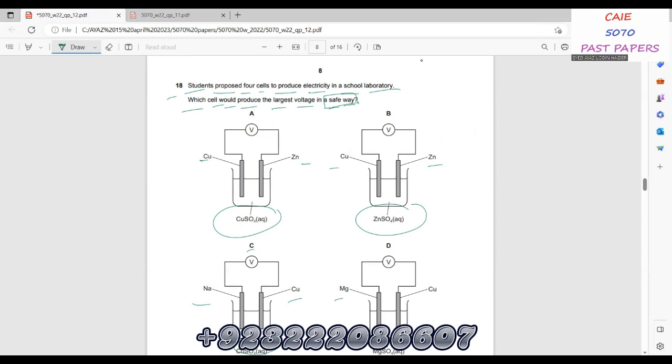D, magnesium and copper, and the solution is magnesium sulfate aqueous. This must be the right answer because it's mentioned in the question that they have to perform in a safe way. So D will be the right answer for this question.